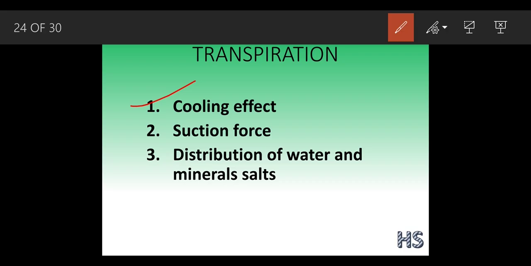Suppose, let's take a condition in humans. If we humans lose a lot of water from the body, what do we do? We drink water. Okay, we replenish ourselves. But suppose we humans do not lose water through sweat, then what is going to happen? Our body temperature will rise, and because of that, the functioning inside the body won't be perfect.